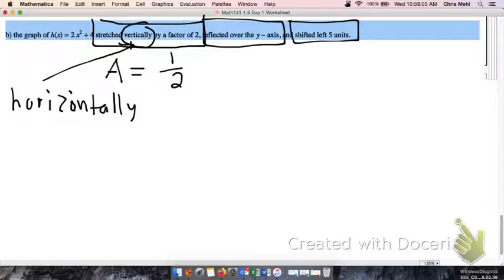But if you look at the second step now, it says also reflected over the y-axis, meaning a should be negative. And the shift left 5 units is telling me that b should be negative 5.